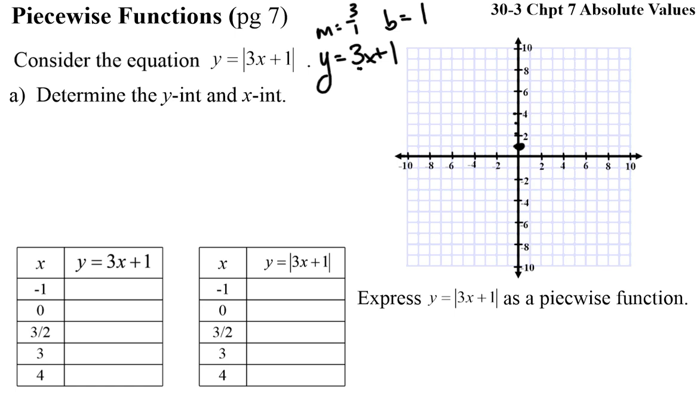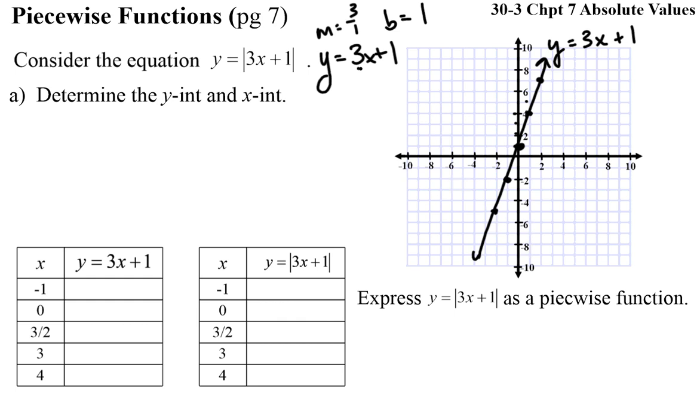3 up, 1 to the right. 3 up, 1 to the right. Or 3 down and 1 to the left will also give us points on that line. So there's our y equals 3x plus 1 graph.